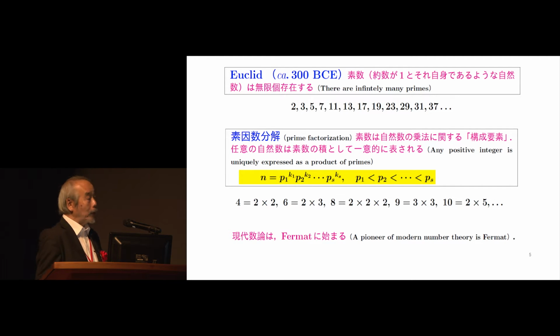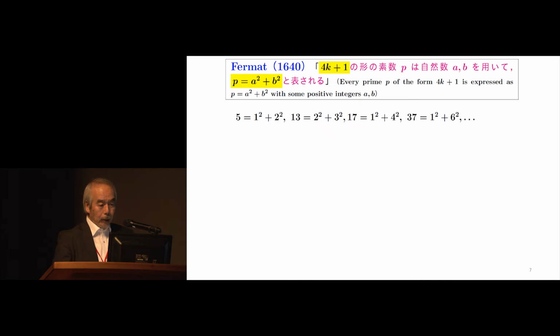After many centuries, Fermat, a pioneer of modern number theory, appeared. Fermat's last theorem is quite important. Perhaps Diophantus influenced Fermat, and this is Fermat. This is a proposition he demonstrated: every prime p of the form 4k plus 1 is expressed as p equals a squared plus b squared with some positive integers a and b. So certain special primes are expressed as the sum of two squares, like 5 and 13. 13 equals 2 squared plus 3 squared.